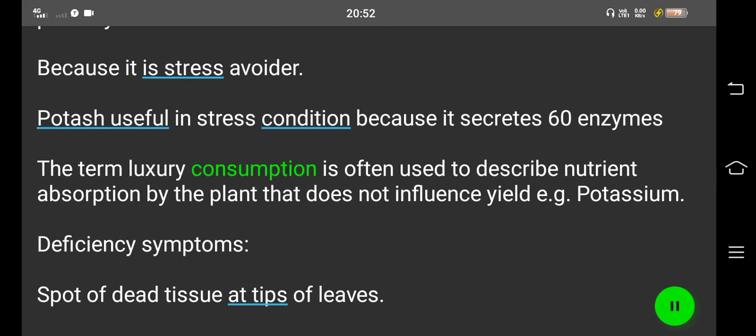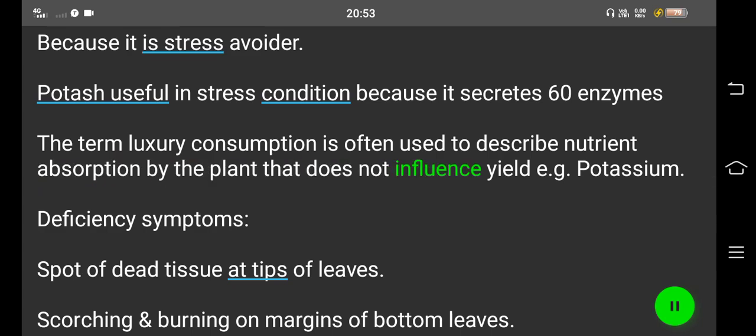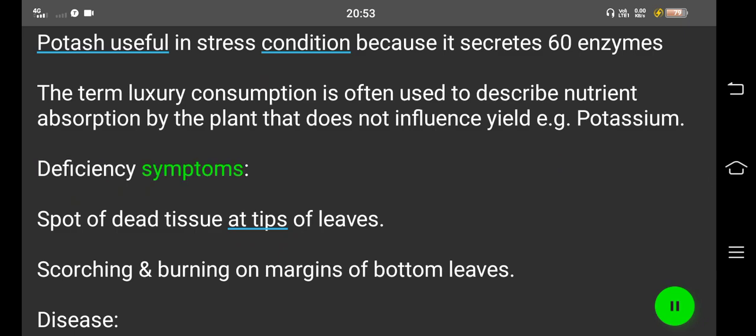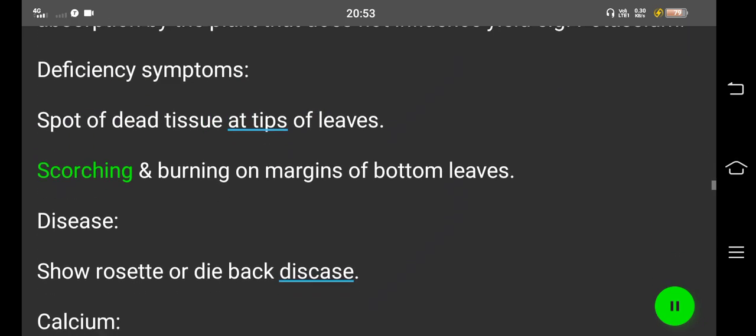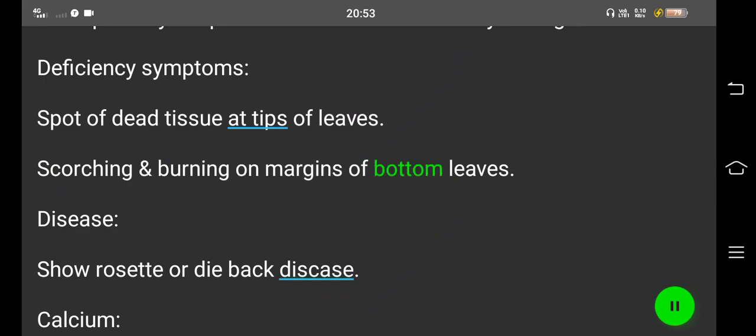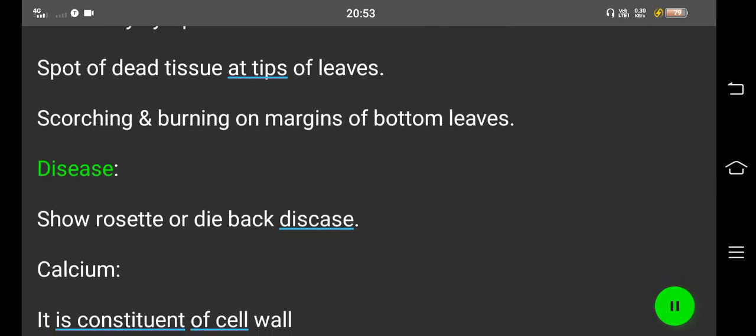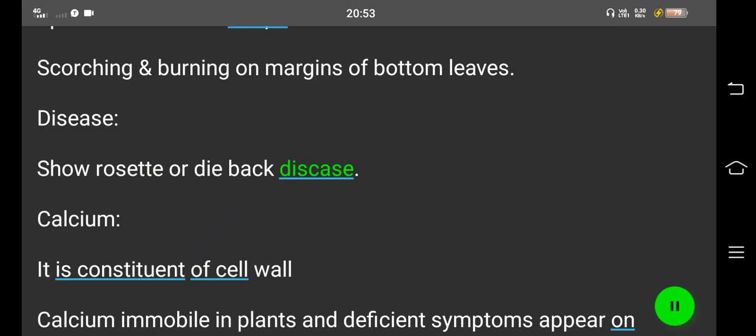The term luxury consumption is often used to describe nutrient absorption by the plant that does not influence yield, e.g. potassium. Deficiency symptoms: spots of dead tissue at tips of leaves, scorching and burning on margins of bottom leaves. Disease: rosette or dieback disease.